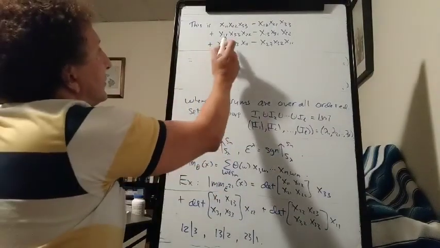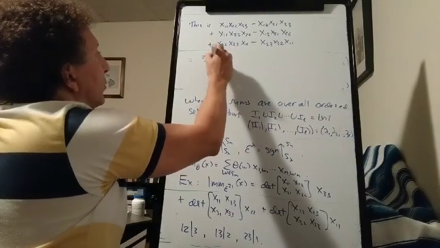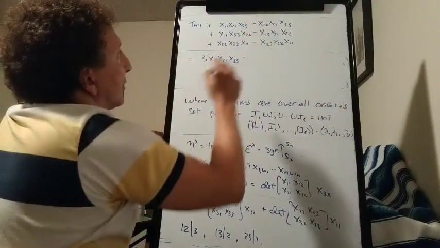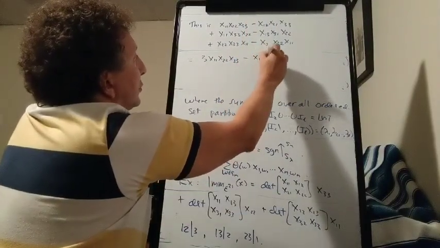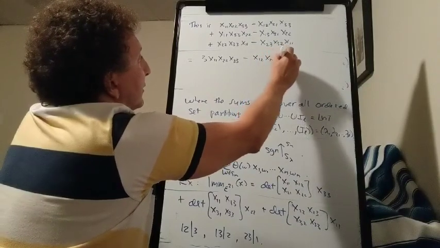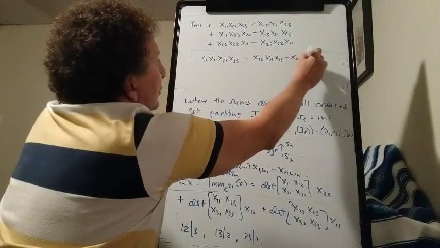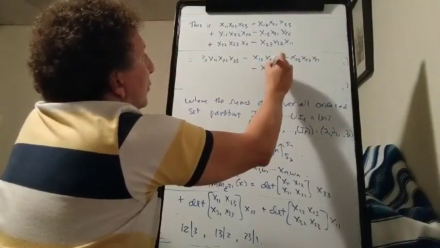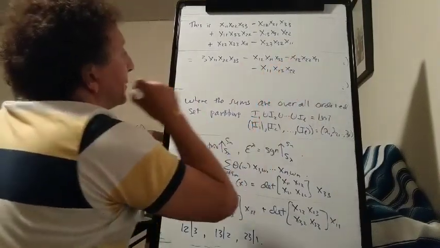And so these three monomials here are all the same. They're all x1,1, x2,2, x3,3. And these are all different. Minus x1,2, x2,1, x3,3. Minus x1,3, x2,2, x3,1. Minus x1,1, x2,3, x3,2.